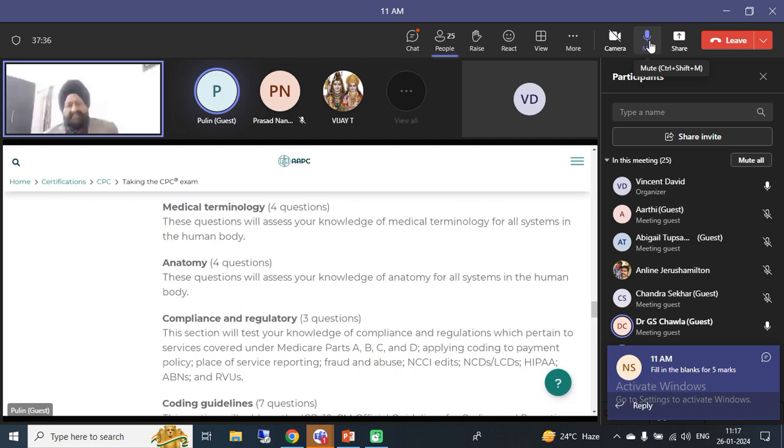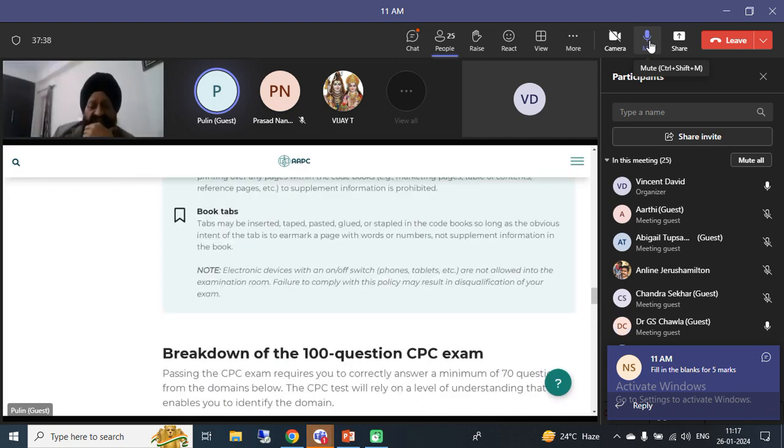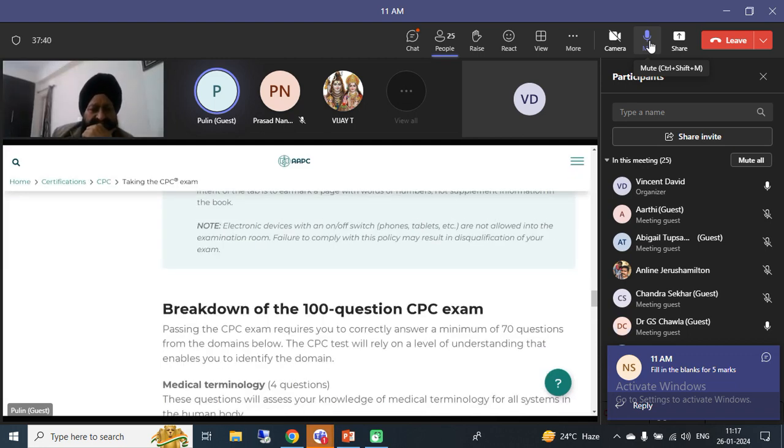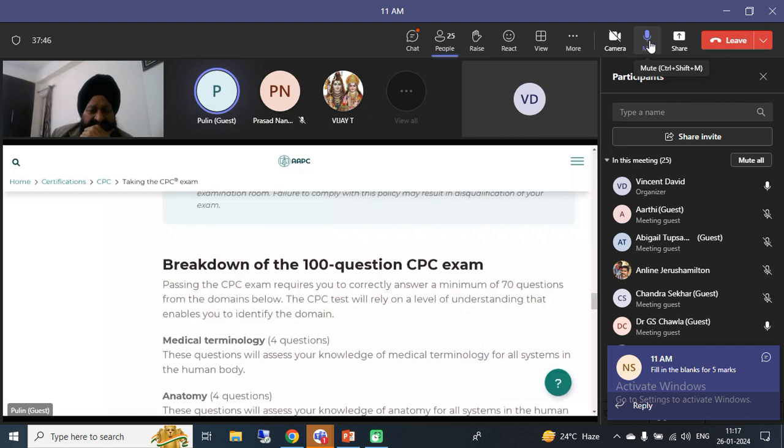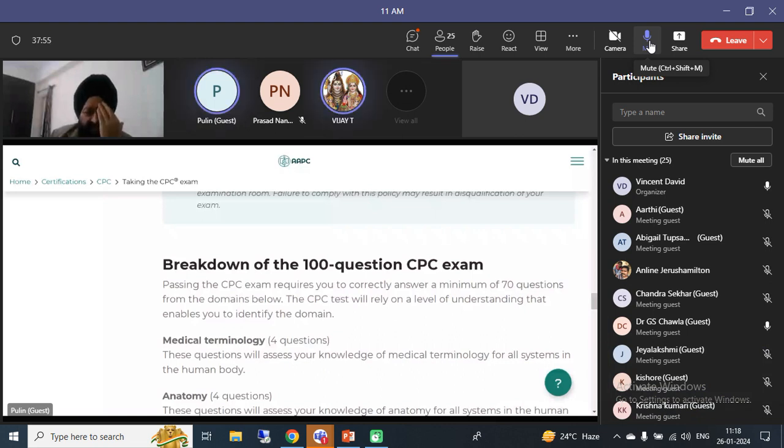Okay, so you can see here what is given, the breakdown of 100 questions, and they have not mentioned MCQ, but it is MCQ. It is not written here, but so far it is MCQ only, and they have not changed anything so far. Till today, it is the same thing.